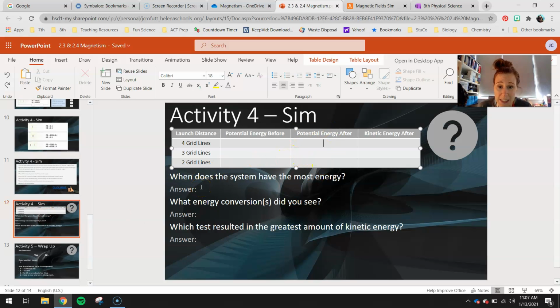So when does the system have the most energy? What energy conversions did you see? So if we're talking about conversions, you remember it's changing from one type of energy to another. So what conversion or conversions do you see here? And then which test resulted in the greatest amount of kinetic energy? So again, you ran 3 tests all at different distances apart. So was it the 4 grid points, the 3, or the 2 grid points?